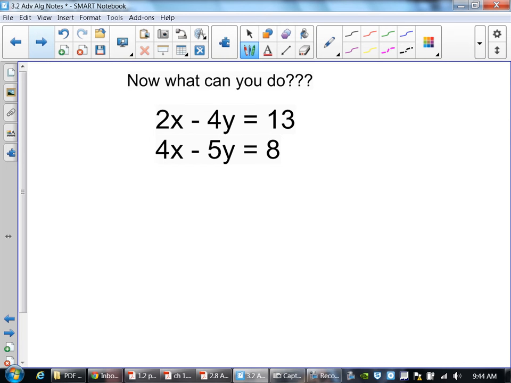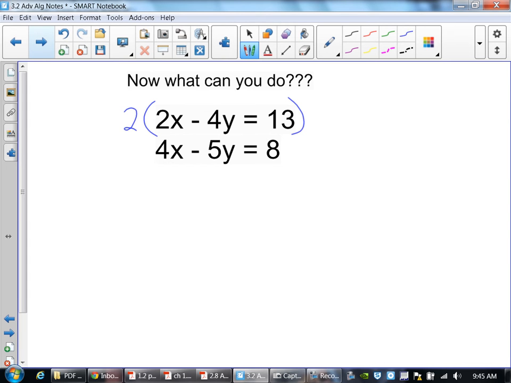So if I'm looking at this equation here, does everybody agree that I can take the top equation and multiply it by 2, and I get 4x, which would be the same as the 4x below it? You guys remember doing that? Okay. So what I would do is take this top equation and multiply everything by a factor of 2. It's called a scalar multiplier.